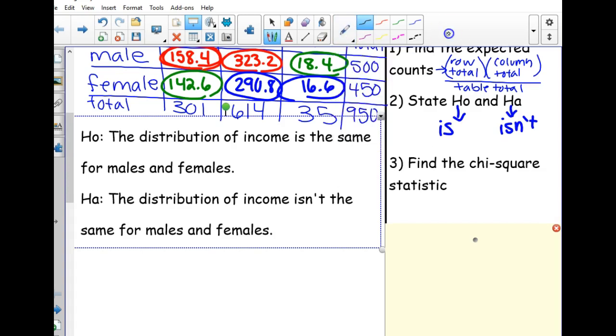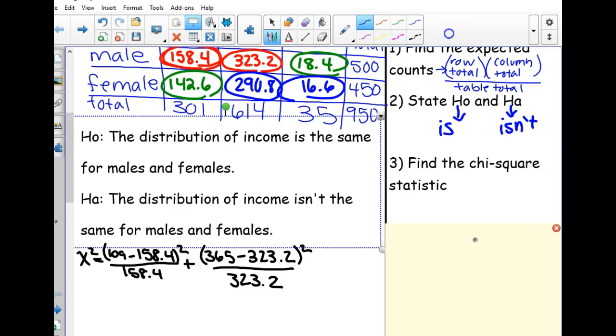Trying to get my pen smaller, but oh well. Okay, so chi-squared is equal to our first observation, 109, minus our expected 158.4 squared over 158.4. 6 times we have to do this. Again, tedious. 365 minus 323.2 squared divided by 323.2.